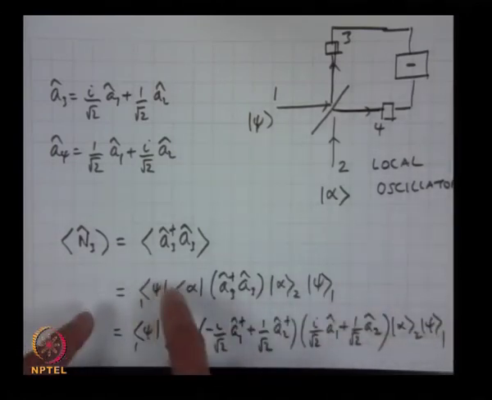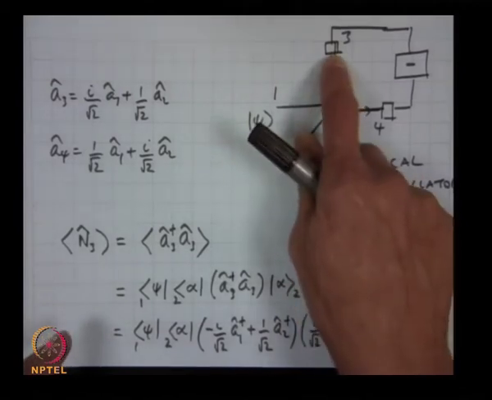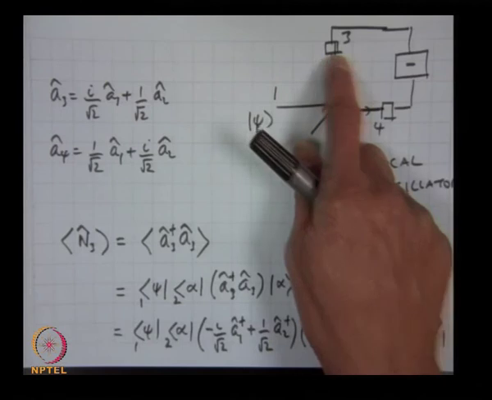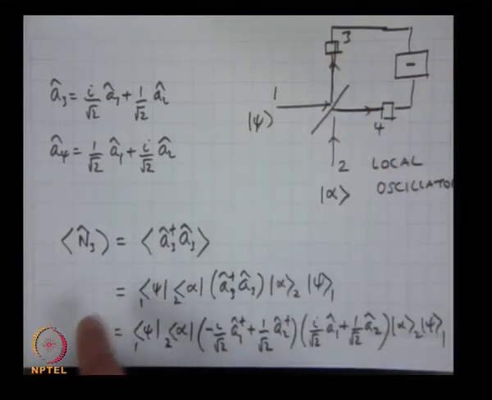If I want to calculate the variance in this photon number measurement here, I need to calculate delta N3 squared, which is N3 square average minus N3 average squared. Okay, so all the procedure is exactly the same.